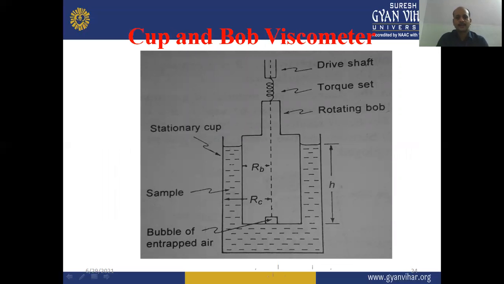When we go through the example of this multi-point instrument, first we take the cup and bob type of viscometer, where you can see a stationary cup. The sample can be filled in this cup. The bubble of entrapped air can be seen here. The rotating bob is given here. The bob can be rotated in the stationary cup. You can see the torque sensor also and the drive shaft to rotate this rotating bob. So this is the schematic diagram of the cup and bob viscometer, where the rotating bob rotates in the stationary cup and the sample is already filled in this cup.